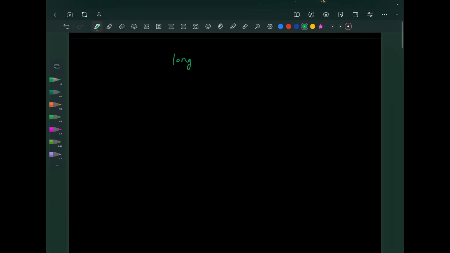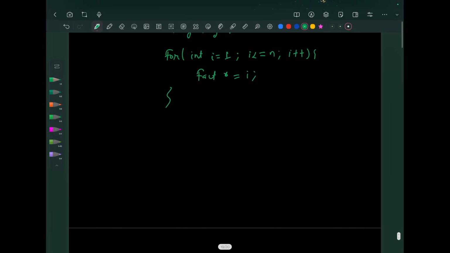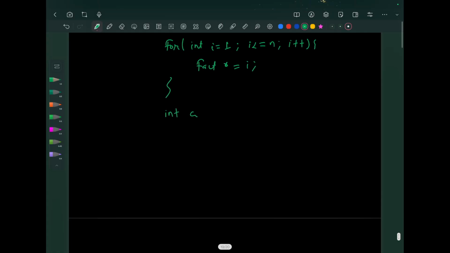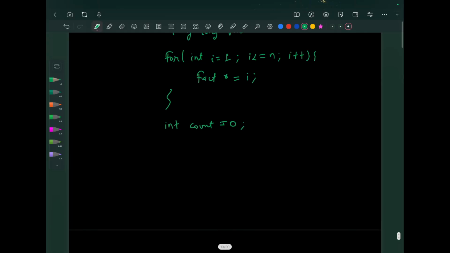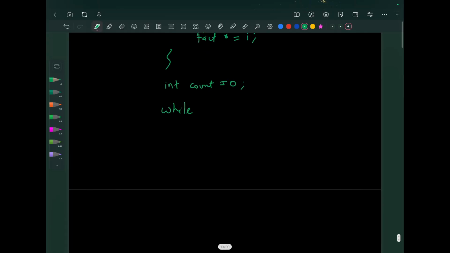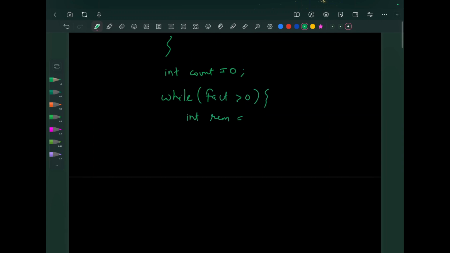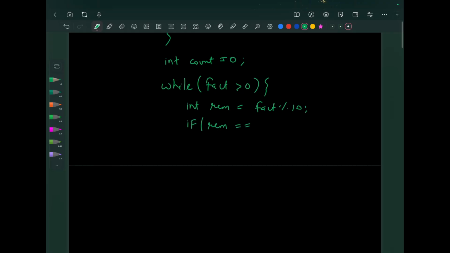So let's first declare our factorial as 1, then we will run our loop: i equals 1, i less than or equal to n, i plus plus, then factorial multiply equals i. Then let's declare one more variable, count, which will be storing our count of trailing zeros. After that we will do an extraction of zeros, right? Then we will find the remainder, factorial modulo 10. If our remainder is equal to 0, then we do count plus plus, else we break, right?